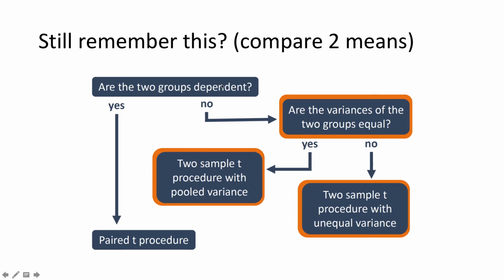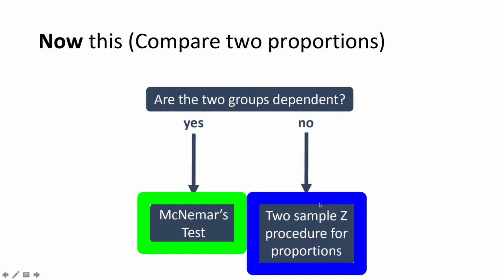Two groups dependent, that's going to be a paired test. If not, we ask about the variance of the two groups. Are they equal or not? If equal, it's an unpaired t-test with equal variance. If not equal, it's an unpaired t-test with unequal variance. Now we have this, and it's so much simpler, right? Now we're doing this for proportions. If it's dependent, we use this test, and if it's independent, we use this one.